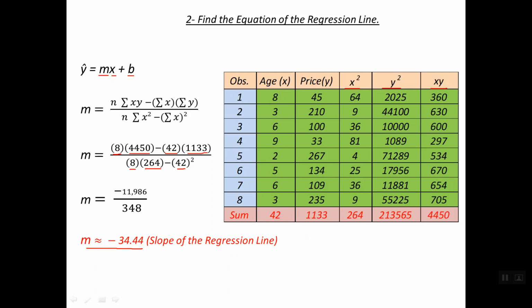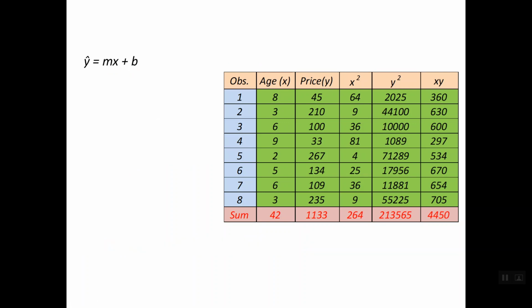We can simply conclude that in case of a negative correlation between the two variables, the value of the slope should be negative, same as what we got. So in this case, we found the value of the constant m. Now we need to find the value of the other constant, which is b, which represents the y-intercept.